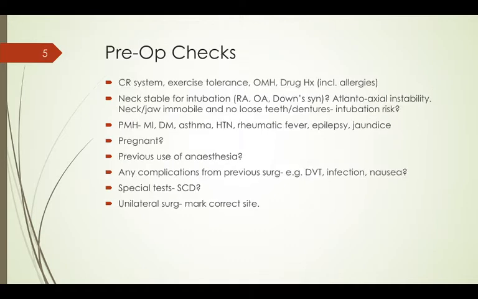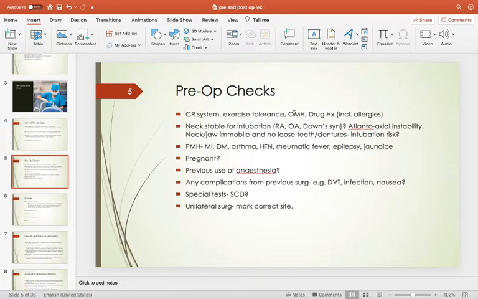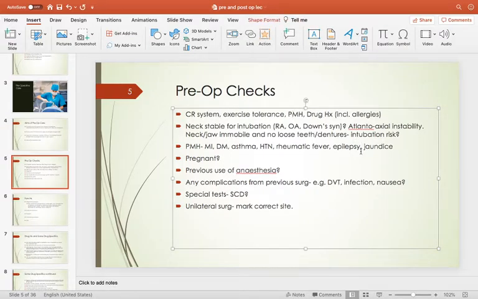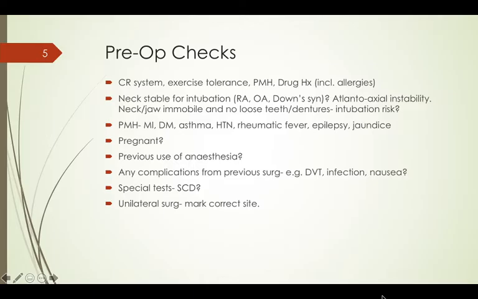So, the pre-operative checks that need to be carried out. Things to consider: cardio-respiratory predominantly, measuring their exercise tolerance, have a look at the past medical history, any previous health conditions. And then having a think about their drug history, and also if they've had any previous surgeries and if they've had a bad reaction to anesthetic, antibiotics, anything like that.